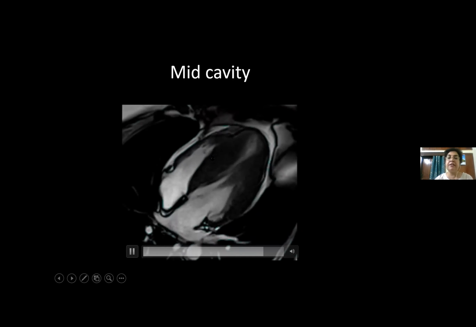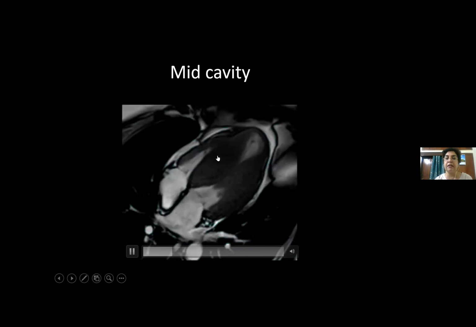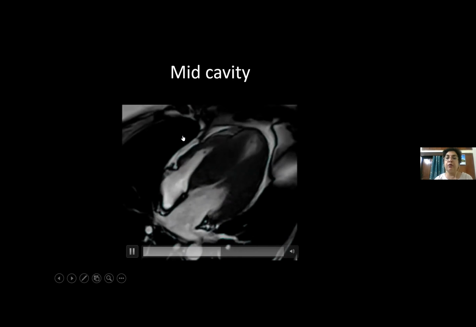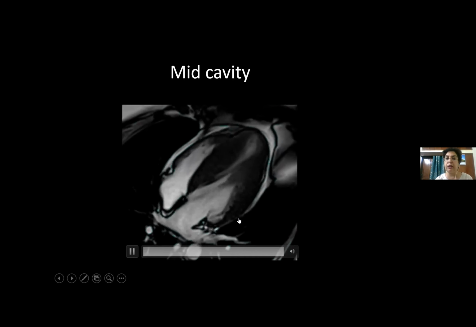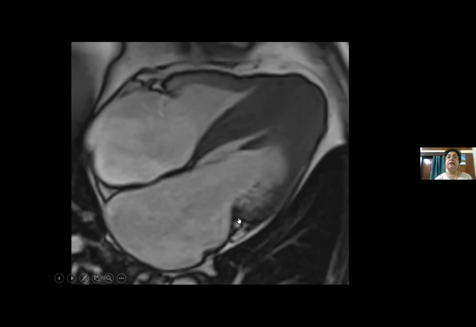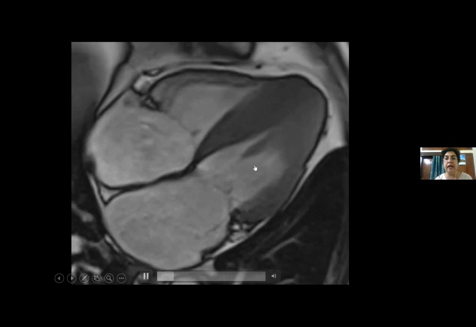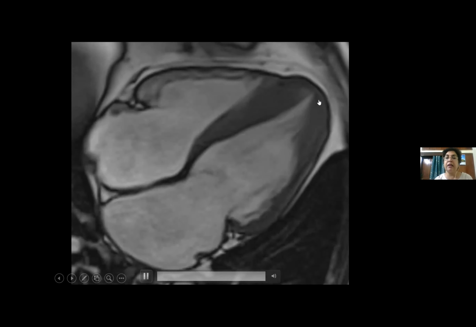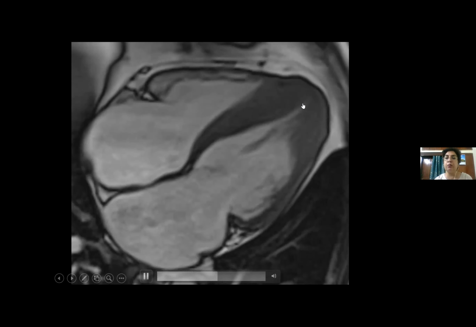This is a mid-cavity variety of HCM, and we can clearly see that the maximal thickening is at the mid-cavity level. This is a 4-chamber view, which resembles the 4-chamber view in echocardiography. This is an apical HCM. So this is the RV, this is the LV, the RA, and the LA. And the maximum thickening is in the apical region. During systole, there is obliteration of the lumen.